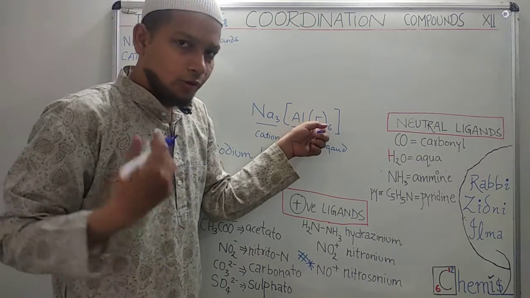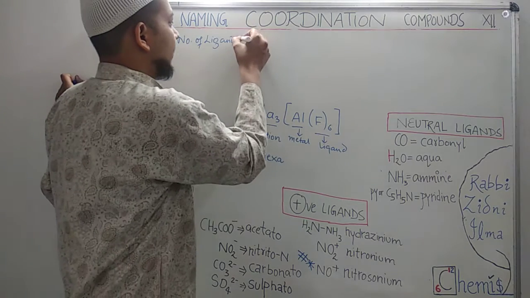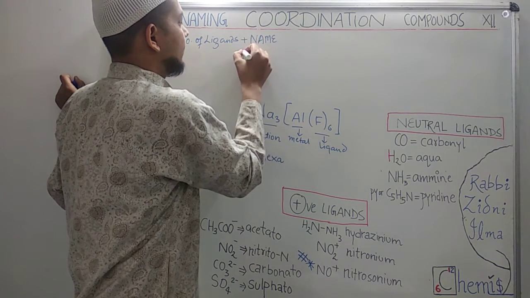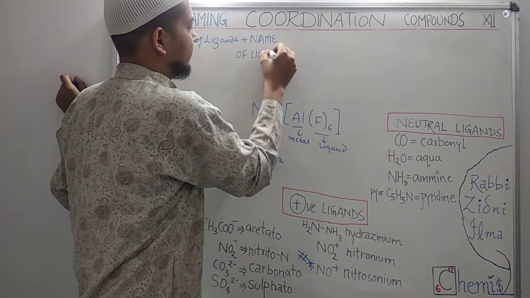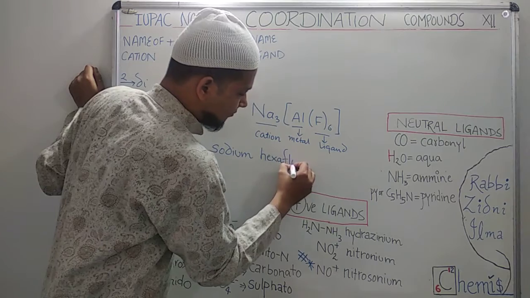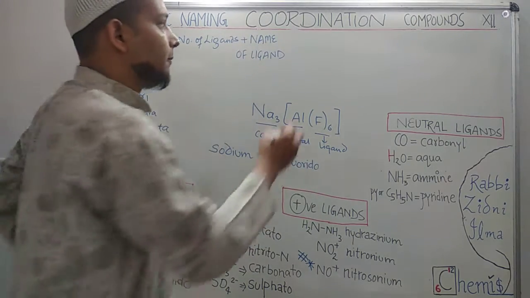For fluorine we will name it fluorido. So after the number of ligands we will write the name of the ligand. Here we have fluorido. After this we will name our metal.